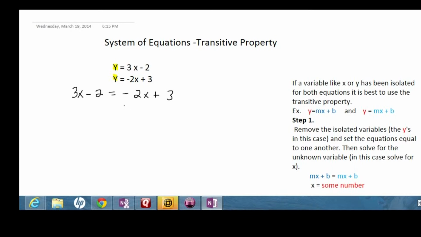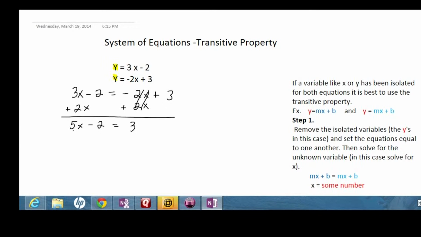I will get rid of this 2x on the right, and if I add 2x to one side, I will add 2x to the other side. So 3x plus 2x is 5x. Bring down the negative 2. And the negative 2x and positive 2x will cancel out. And then I will bring down the 3.